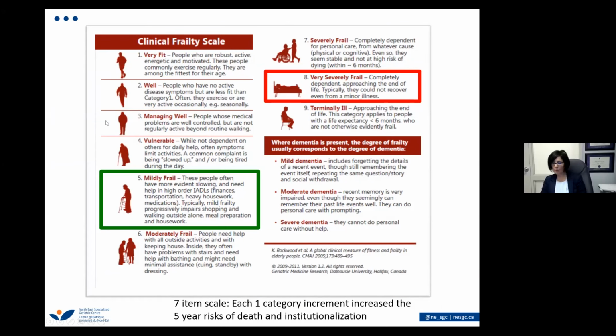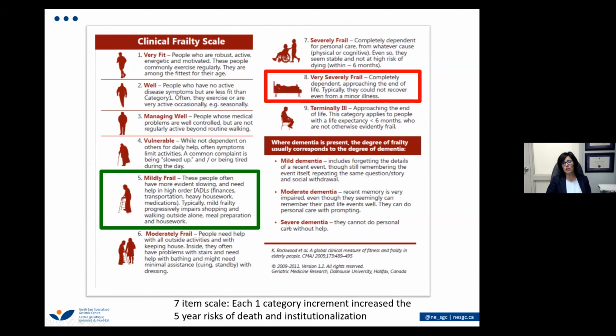Many of you probably have been familiar with the clinical frailty scale. So this is more of a clinician's impression of frailty. So what you might get from learning about your patient and asking them about how they're functioning. This is developed by Ken Rockwood. And if you're a frailty scale of 1, you're very fit, you exercise regularly. If you're a 3, you're managing well, you have medical problems, they're well controlled, but maybe not regularly active. Vulnerable is you're starting to get more slowed up. Mildly frail if you're starting to have more help with your instrumental activities of daily living. Moderate if you're needing help with your basic activities of daily living. And then severely frail and onwards.